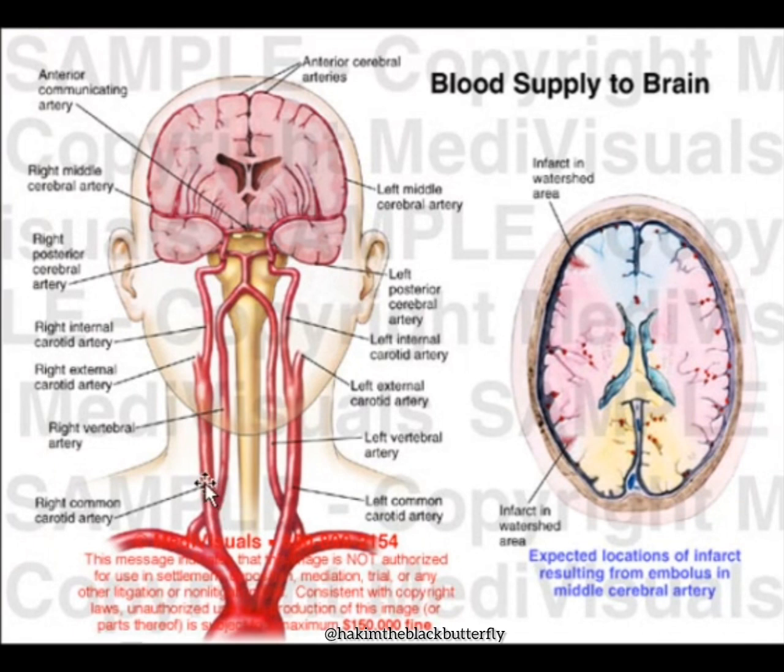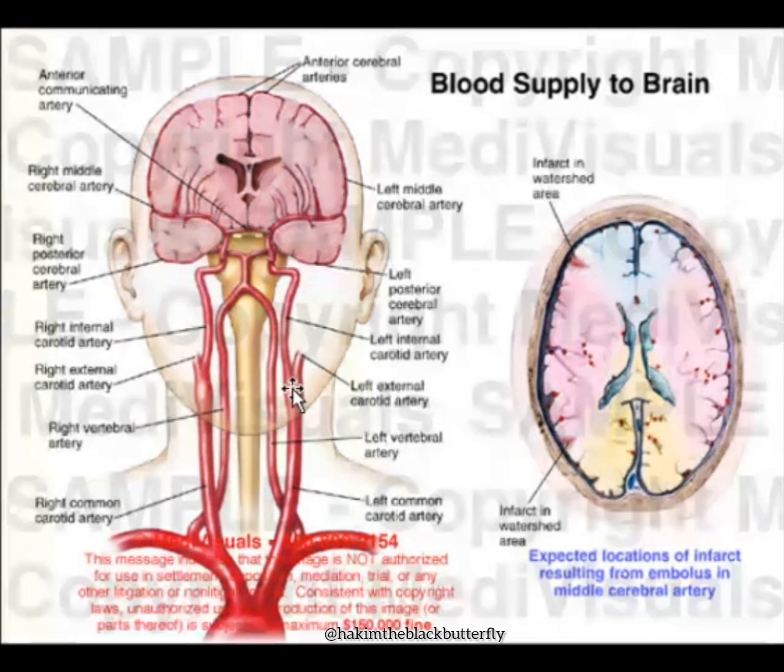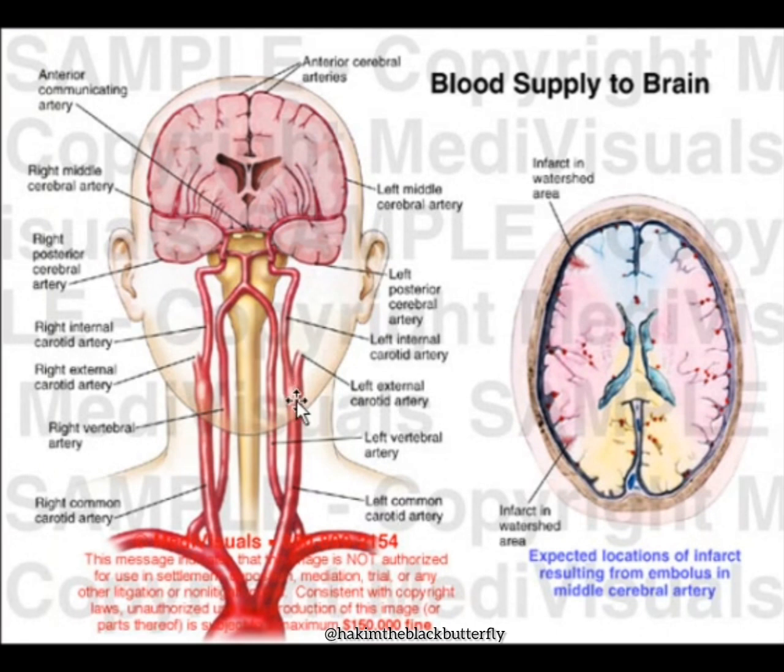Now, when you look at the two common carotids, the right common carotid and the left common carotid, they ascend to the neck. And when they reach the carotid triangle, they divide. The common carotid arteries divide into the external carotid artery and the internal carotid artery.